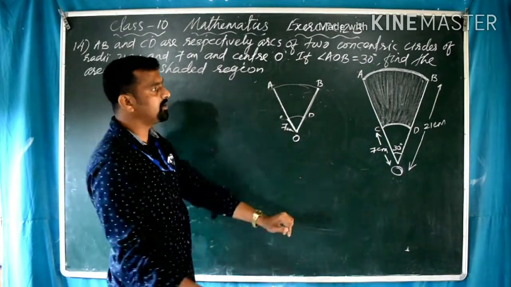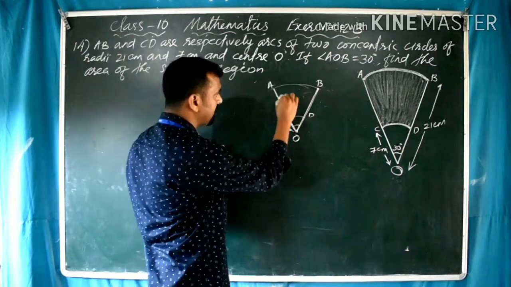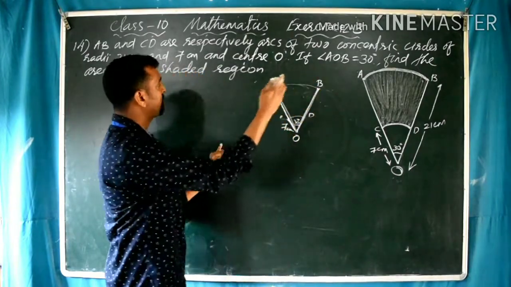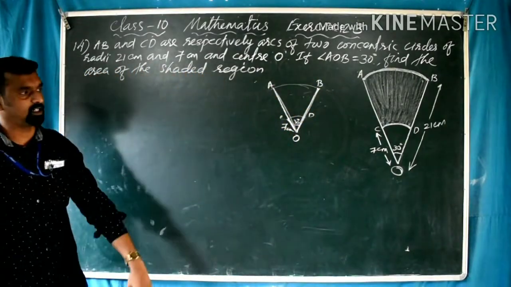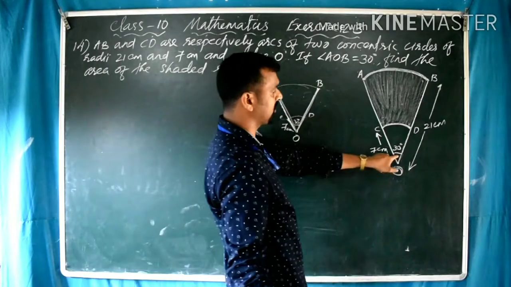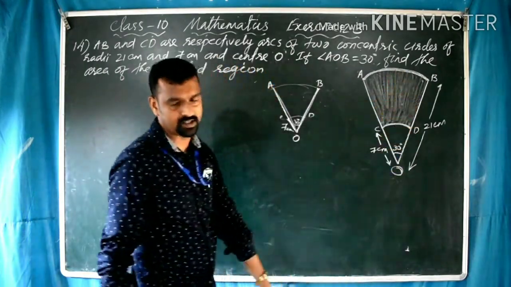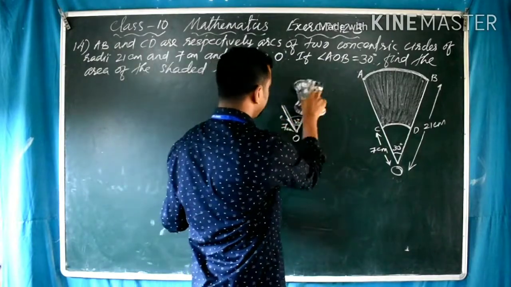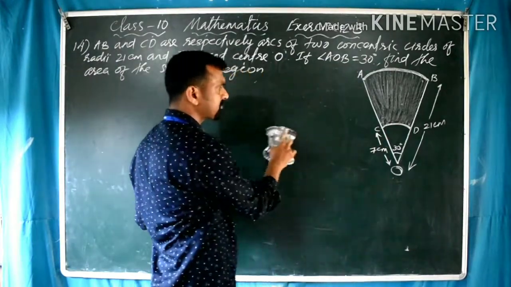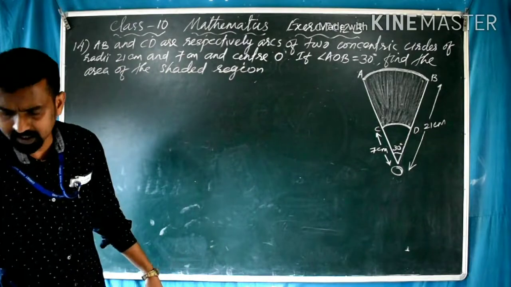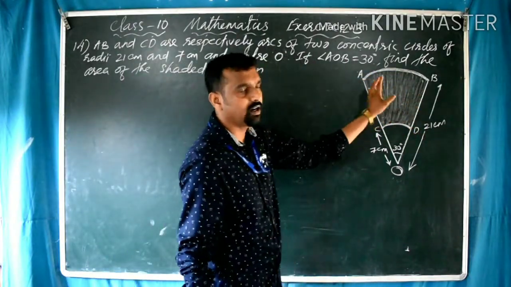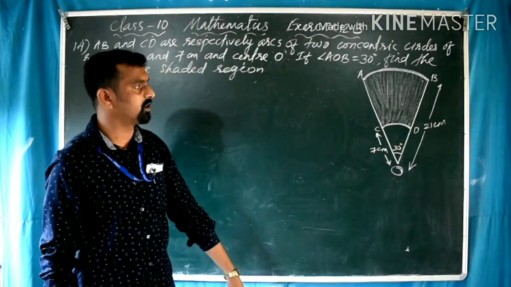If angle AOB is equal to 30 degree, then find the area of the shaded region. How can we find out the area of the shaded region? This is the area we have to find out. It is shaded in the figure in your textbook.